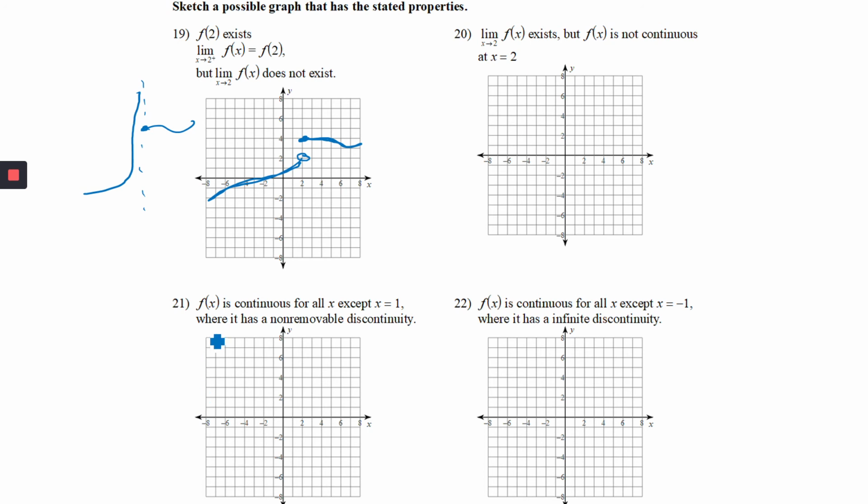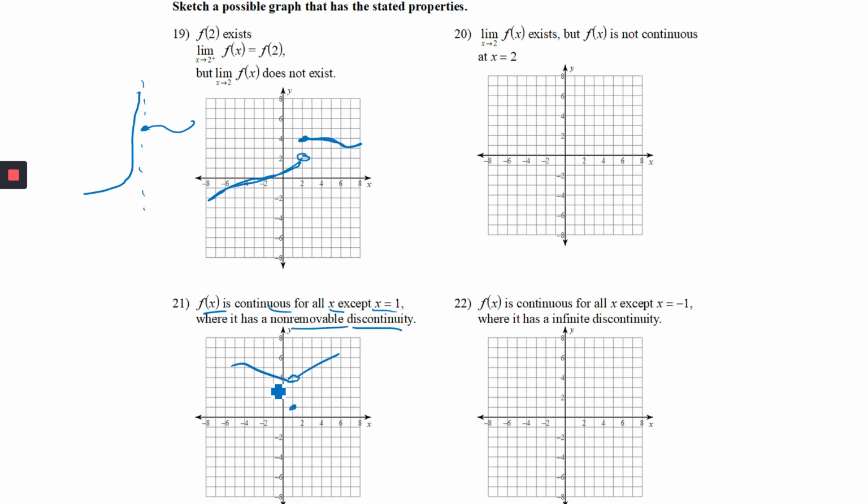Okay, down to 21, I want f of x to be continuous for all x except at x equals 1, and it's going to have a removable discontinuity. So you're just making sure that you do what it says. At x equals 1, I want to have a removable discontinuity. So you can draw it anywhere you want. I'm going to draw it up here. Make my function look like that maybe. And you could put another point on 1 if you wanted to, but you don't need to. You can just leave it like that.